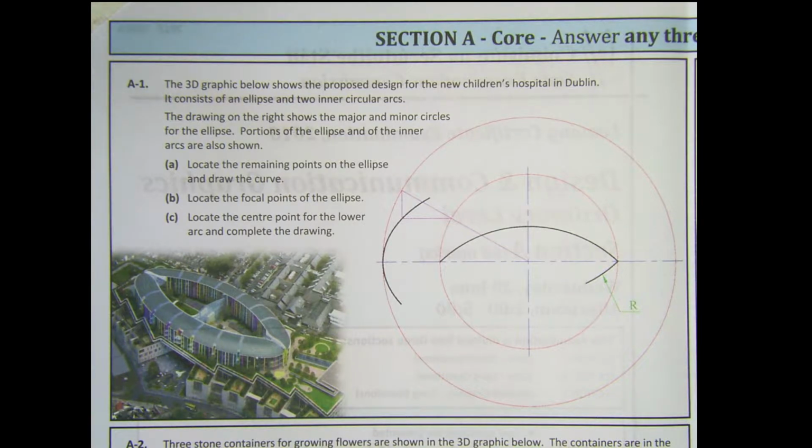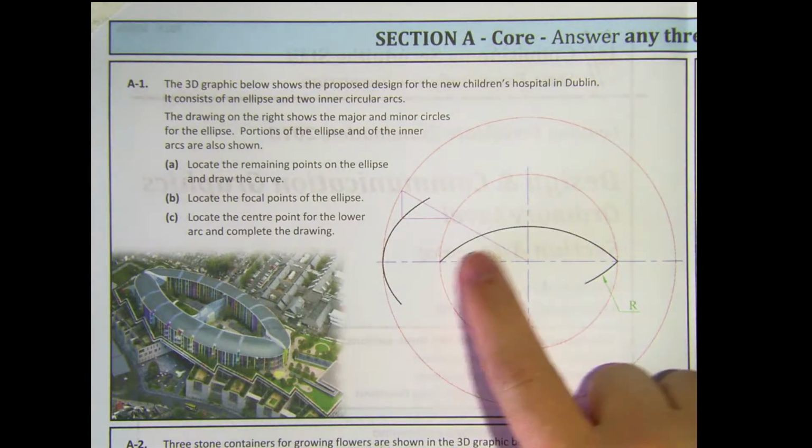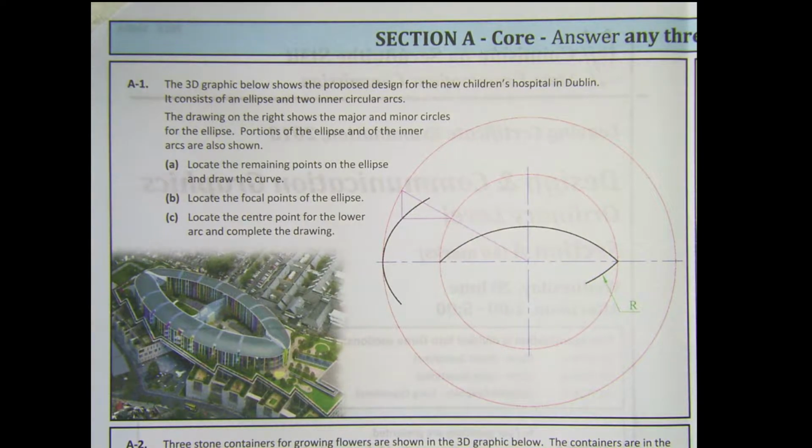Question A1 is a conics question, and there's also a bit of work in there with an arc. So just reading through the question, A1, a 3D graphic below shows the proposed design for the new Children's Hospital in Dublin. It consists of an ellipse and 2 inner circular arcs. The drawing on the right shows the major and minor circles. So major circle, minor circle. Portions of the ellipse and the inner arcs are shown. So they've done one, and we must complete the other one.